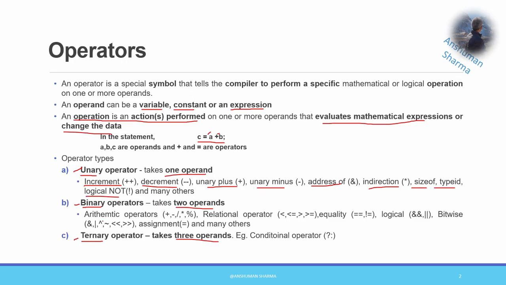Then we have arithmetic operators that we will be discussing. All these operators will be discussed shortly. Relational operators, equality operators, logical operators, bitwise, and assignment, and many other operators involve two operands and fall under the category of binary operators. And there is a conditional operator, and it is a ternary operator as it takes three operands.